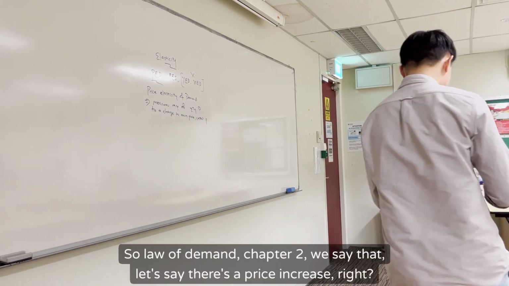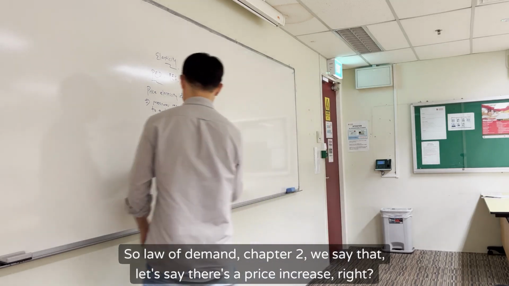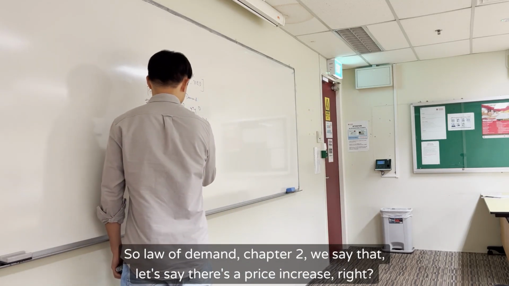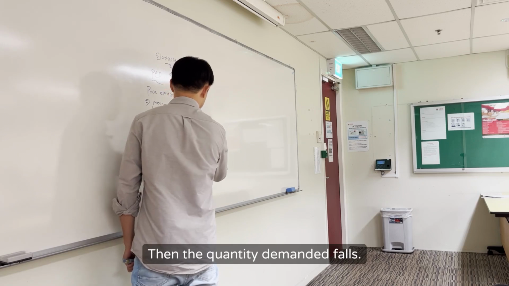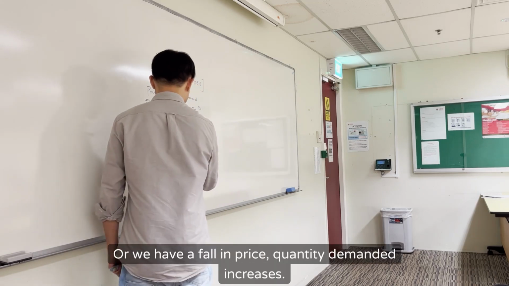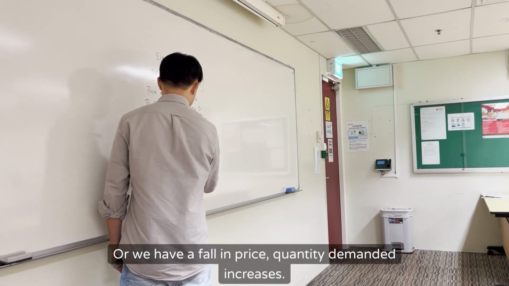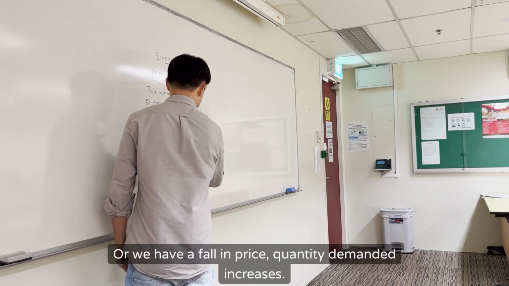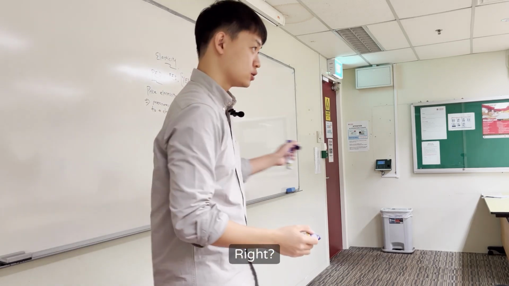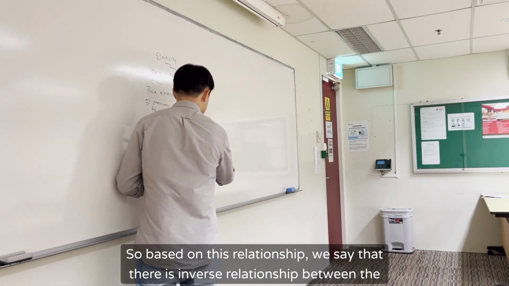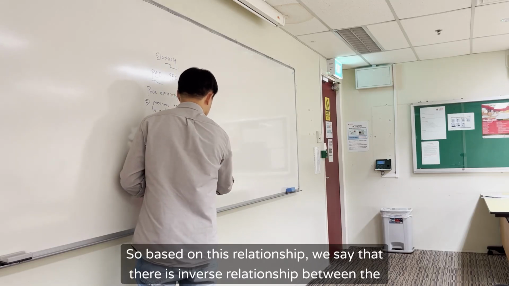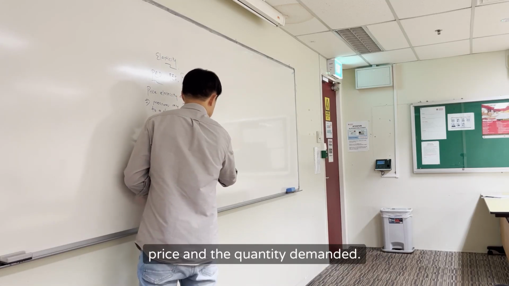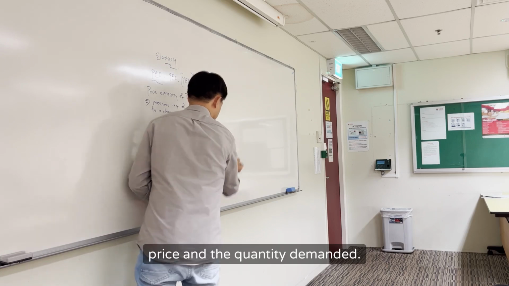Law of demand, okay, so law of demand, chapter 2, we say that, let's say there's a price increase, then the quantity demanded falls, okay? Or we have a fall in price, quantity demanded increases, right? So based on this relationship, we say that there is an inverse relationship between the price and the quantity demanded.